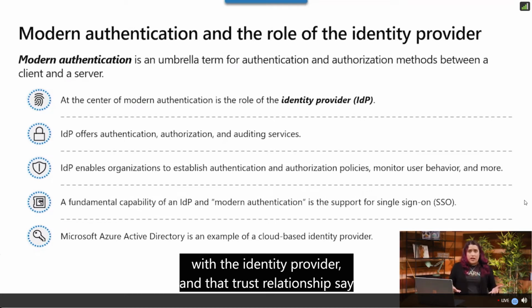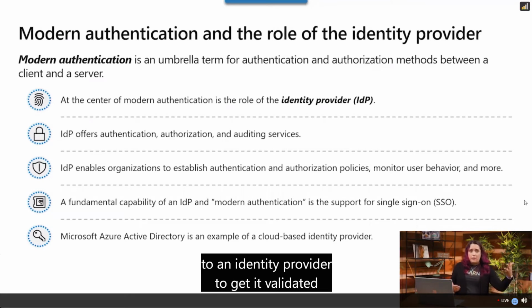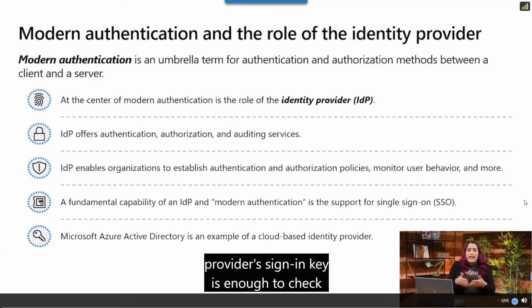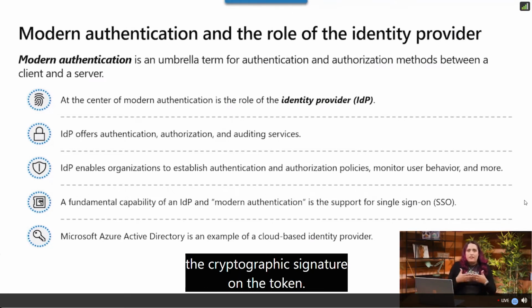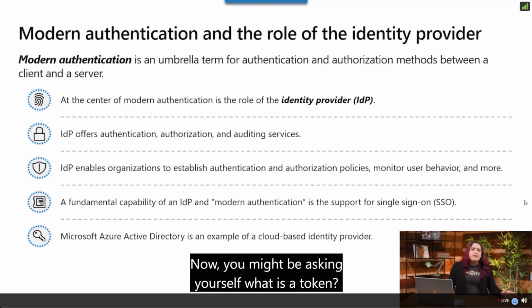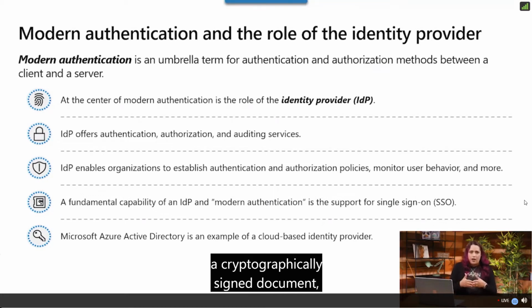And that trust relationship says that this server can either send a token to an identity provider to get it validated, or really, knowledge of that identity provider's sign-in key is enough to check the cryptographic signature on the token. Now you might be asking yourself, what is a token? It's simple. A token is just a cryptographically signed document, and it contains things about the person using the client that are called claims.